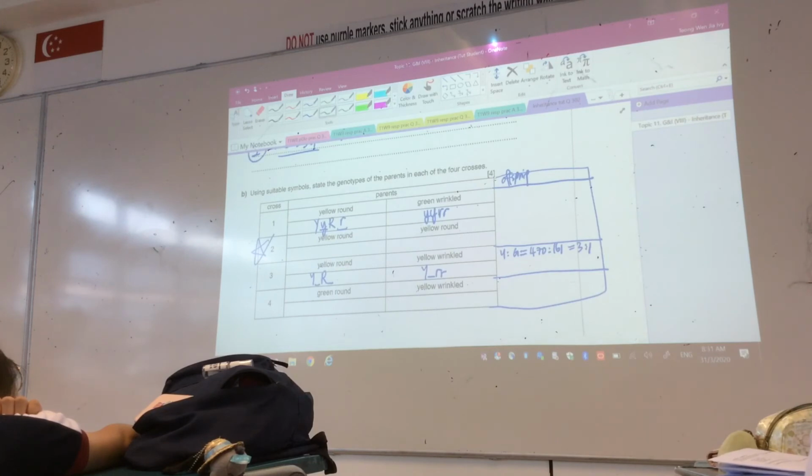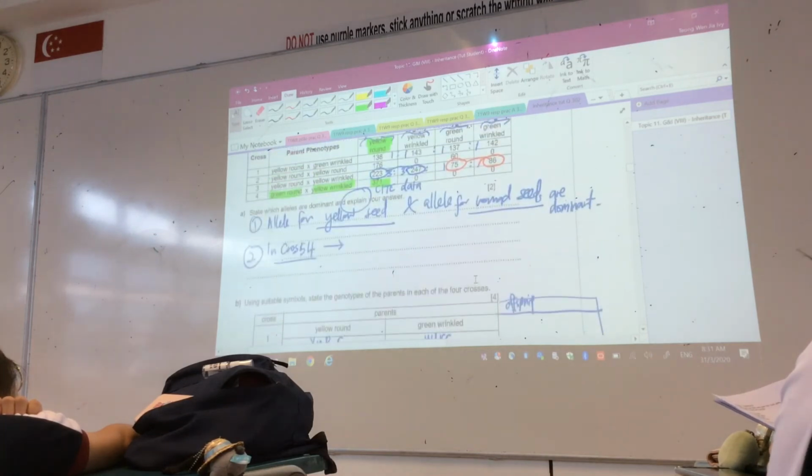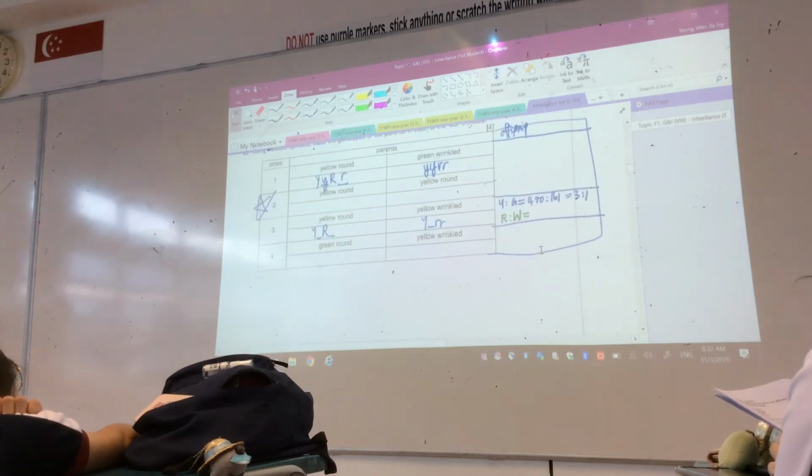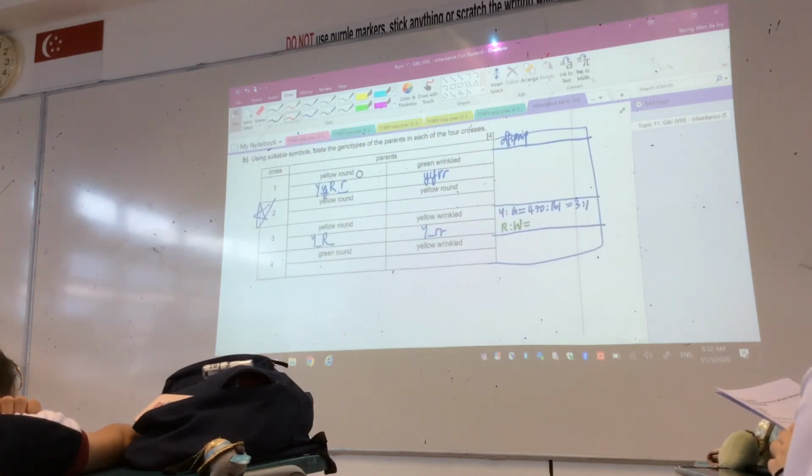Alright, now the next one you're going to do is round is to wrinkle. What is the offspring ratio for round and wrinkle? Okay, if you look at round and wrinkle, let me just erase this. Roundness is this one plus this one, and then the wrinkle is this one plus this one. So if you add up, it will be 1 is to 1. Am I doing it right? Okay, anyway, it will be 298 is to 333. You add up, and it will be equal to 1 is to 1.